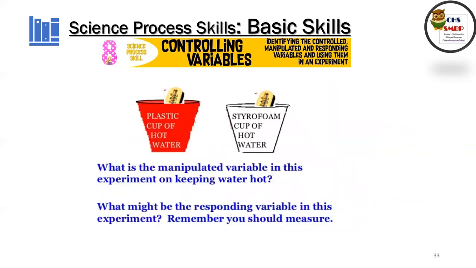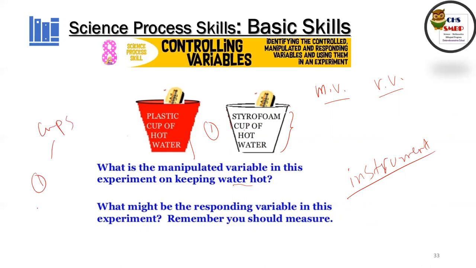Now if you look at this example, what is the manipulated variable in this experiment on keeping water hot? Okay, let me check this out. First I will write down manipulated variable, then I can write the responding variable, and I also can note down the instruments, right? What are the instruments? We can see a plastic cup of hot water, number one, and then a styrofoam cup of hot water. So you see there are two cups. One is plastic and the other one is styrofoam. So you can see two types of cups, and then you have hot water.